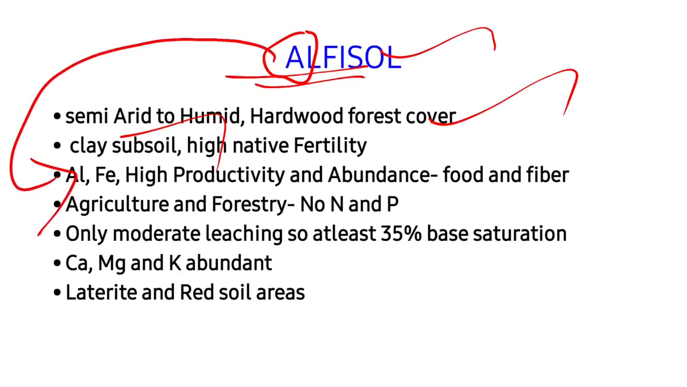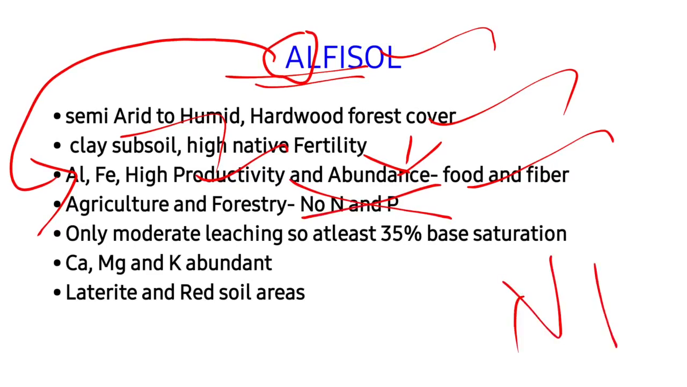aluminium and iron. Due to the presence of aluminium and iron, the soil is highly productive and it is suitable for food and fiber production, and also the soil is very much abundant. As it is suitable for food and fiber production, it is one of the most important orders for agriculture and forestry. Even though it is suitable for agriculture and forestry, it is deficient in N and P but abundant in aluminium, iron, and also calcium, magnesium, and potassium.